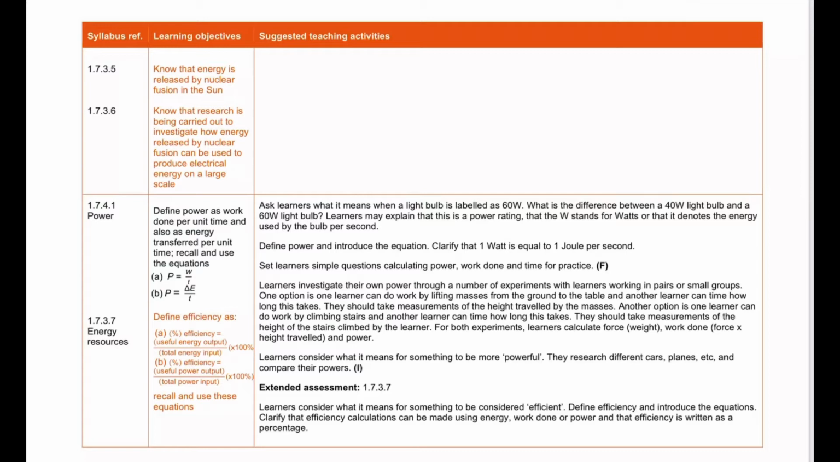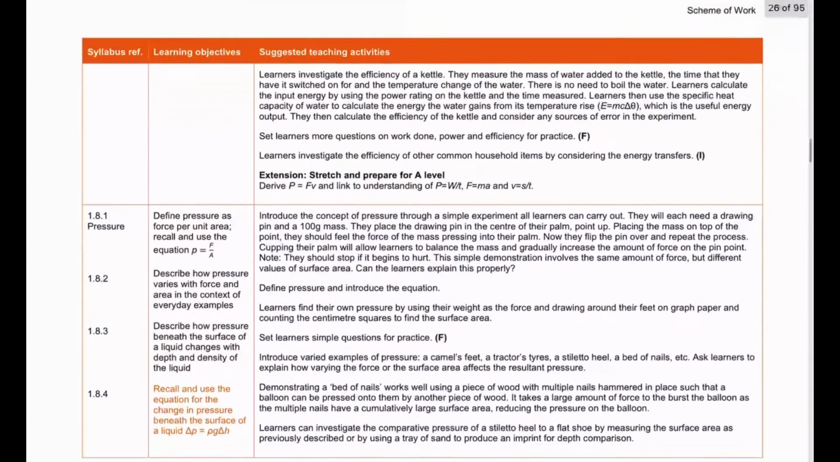Key concept 1.7.3.1 Energy resources. Define efficiency: (a) percentage efficiency = useful energy output / total energy input × 100; (b) percentage efficiency = useful power output / total power input × 100%. Recall and use these equations.